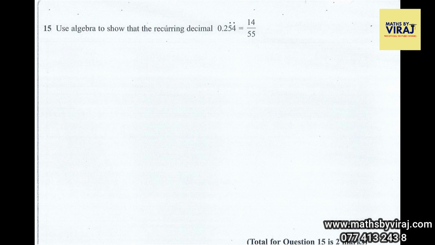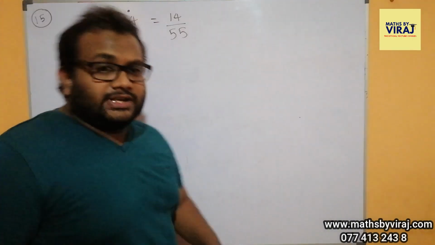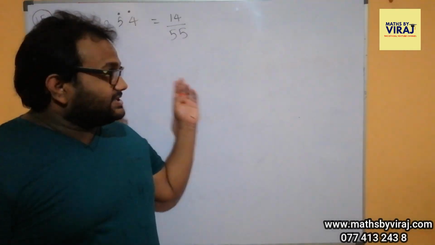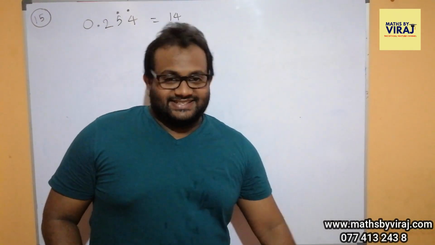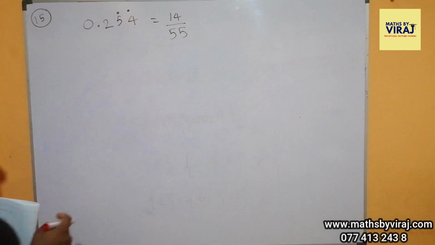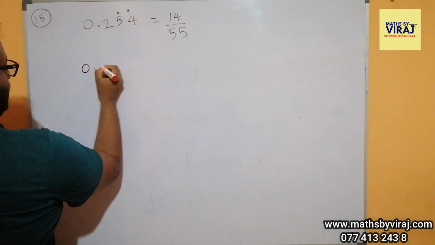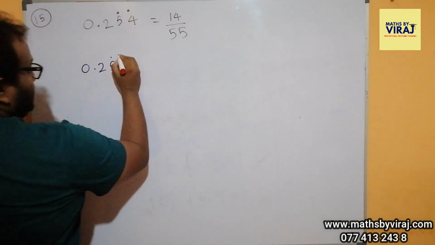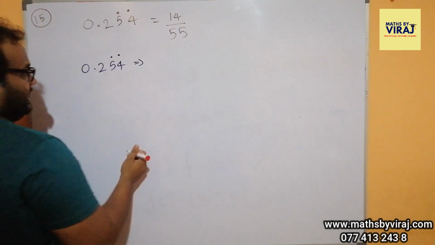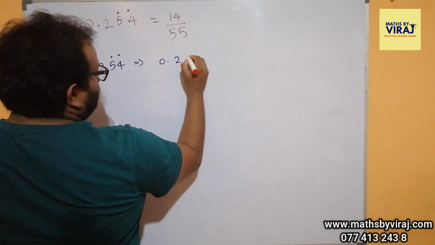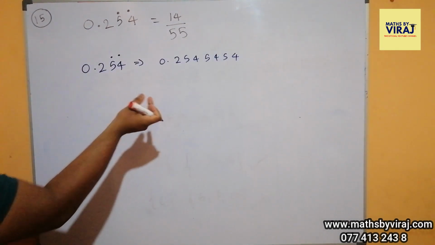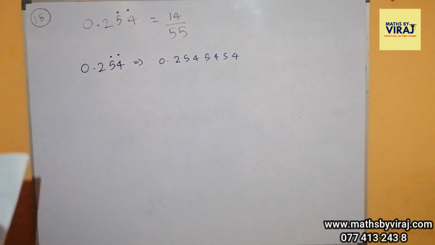Children, question number 15. It's about a recurring decimal, and we are supposed to write it in the form of a fraction. Children, for the tips or easy methods of such calculations, you can go to the link over here and see them. Now children, you see that 0.254 is a recurring decimal. If I write this as a decimal number, it would look like 0.2545454 and keeps on repeating. Only two numbers repeat, 5 and 4.